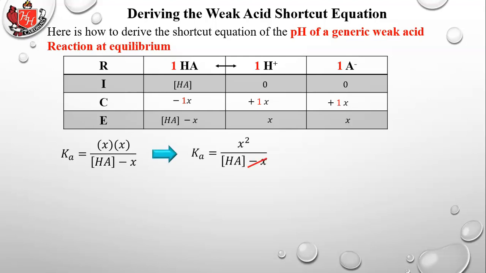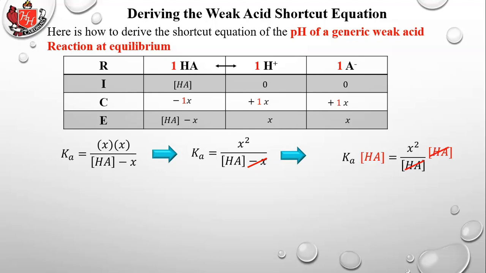Now we're going to use the simplifying assumption, assuming that X is much less than HA, so it goes away. And so now you have what you see there. Now we're solving for X, so we're going to multiply both sides by HA. There we go. Those cancel. And what you have is X squared equals Ka times HA.